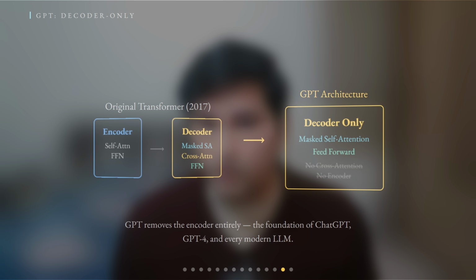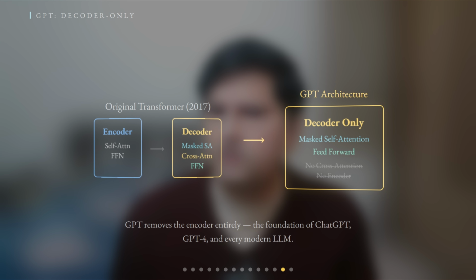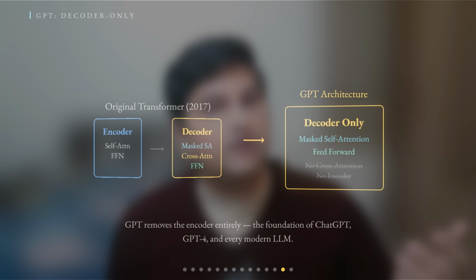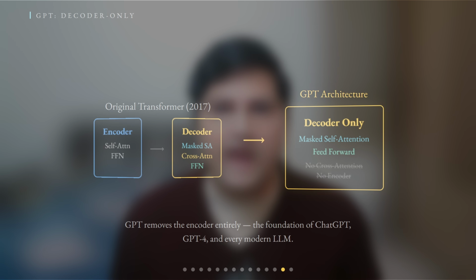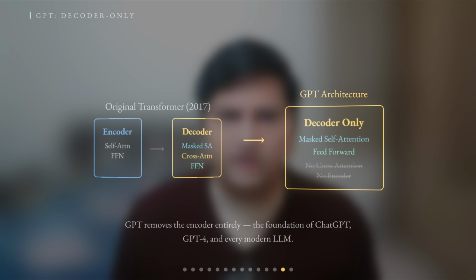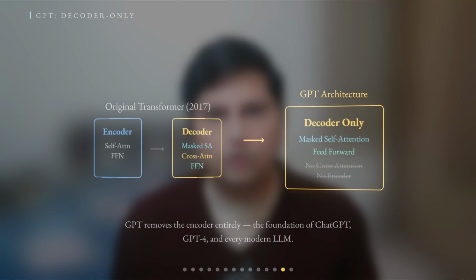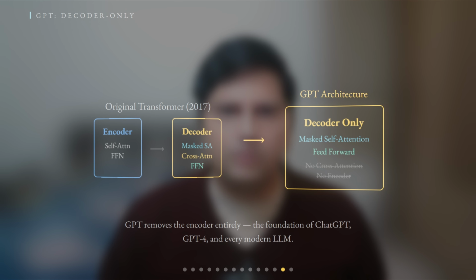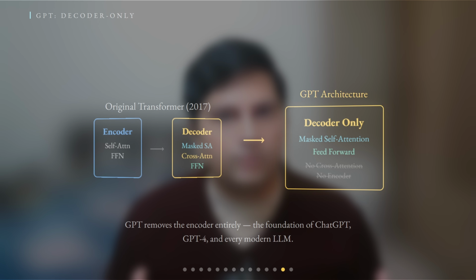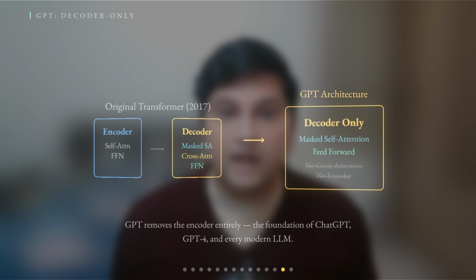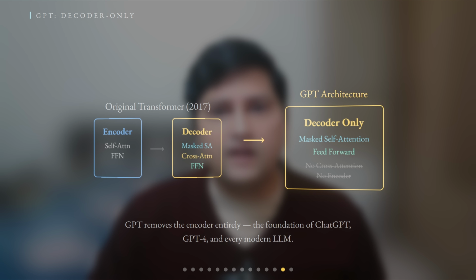This design works because for language modeling, you do not have a separate input sequence. The input and the output are the same sequence. You predict the next word based on all previous words. And that is exactly what masked self-attention does. So, GPT took the decoder's core mechanism, autoregressive generation with causal masking, and built an entire language model around it. Every GPT model, every ChatGPT interaction runs on the decoder-only transformer. The architecture you studied today is the architecture behind the most widely used language models in the world.